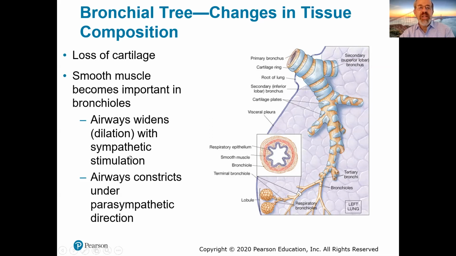With sympathetic stimulation, the bronchioles will dilate. Fight or flight, we want more air coming in. With parasympathetic, there's bronchoconstriction. So that's why for people who have asthma, one of the treatments is albuterol, which mimics the effect of sympathetic stimulation.